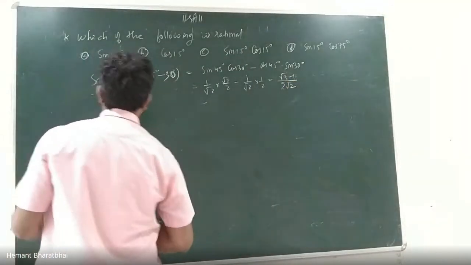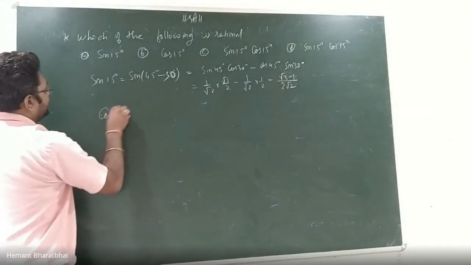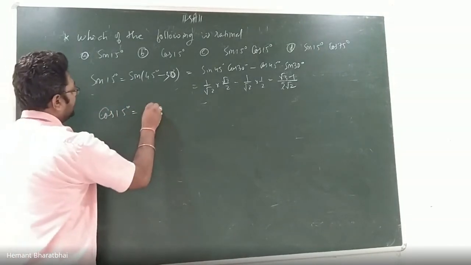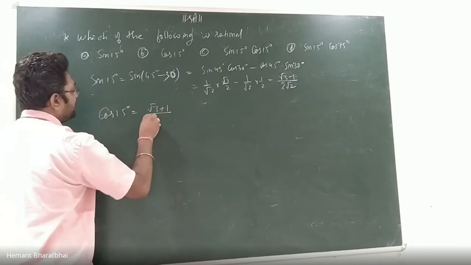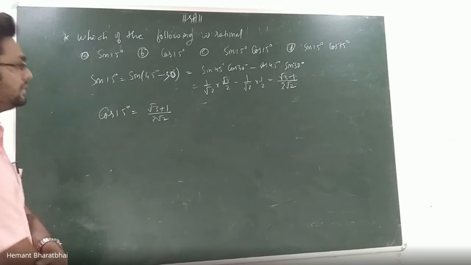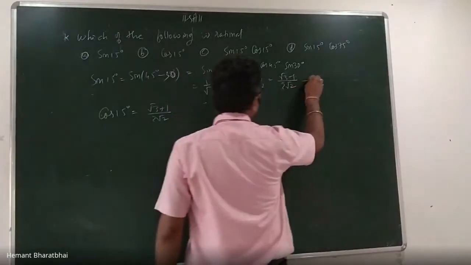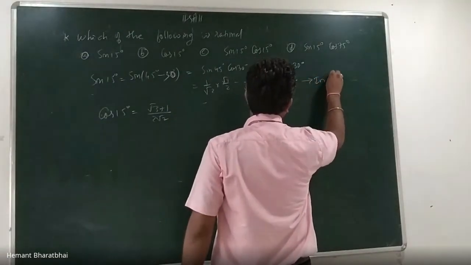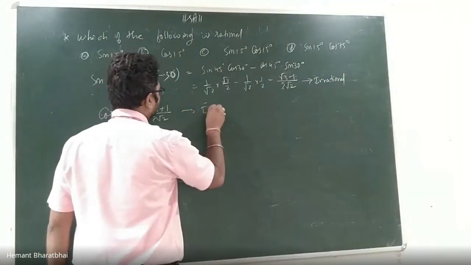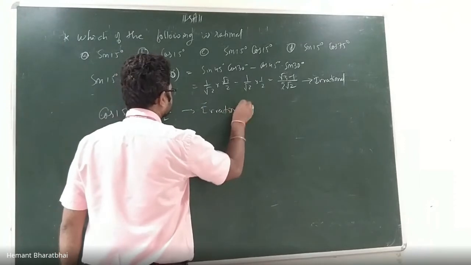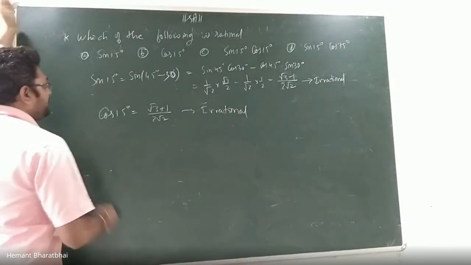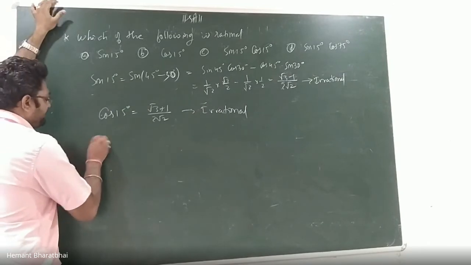Similarly, when we started this session, we found out the value of cos of 15 degree also, and it turned out to be root 3 plus 1 upon 2 root 2. There it is root 3 minus 1 and here root 3 plus 1. So this is also irrational. Sine of 15 degree is irrational. Cos of 15 degree is also irrational. Now let's see the third option, sine 15 into cos 15.